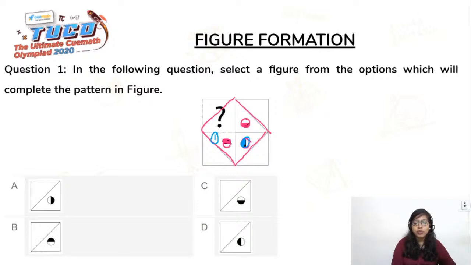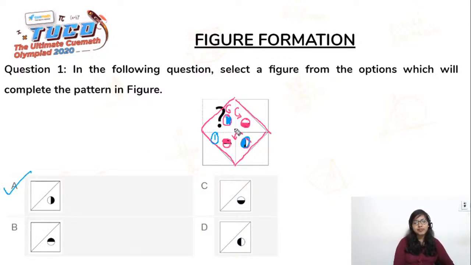Then in the third one, what happened? Again, there was an anti-clockwise rotation and it came to this position. So in the fourth one, what's going to happen? Again, there would be another anti-clockwise rotation, and your shaded region would go this way, which is nothing but your right half. So out of options A, B, C and D, I could see that option A has a circle with its right half being shaded.